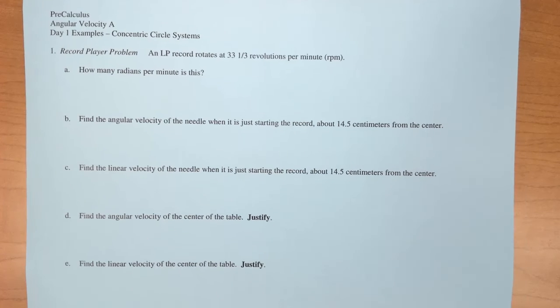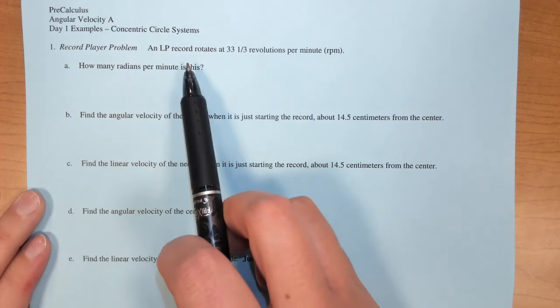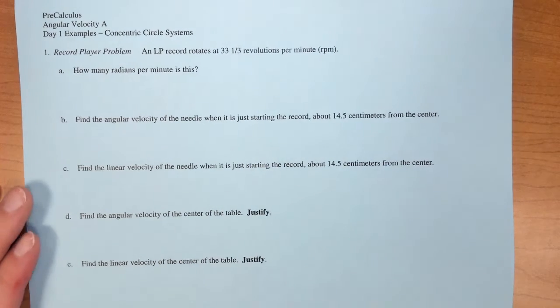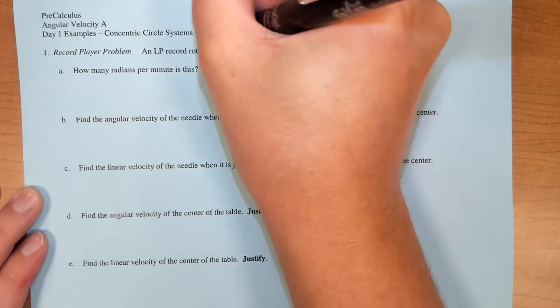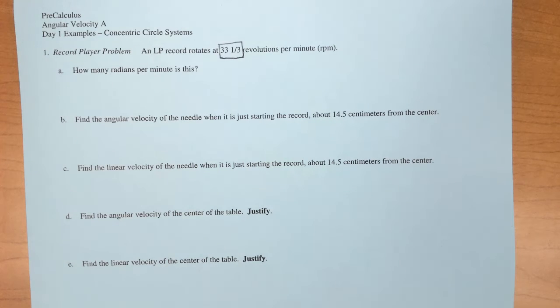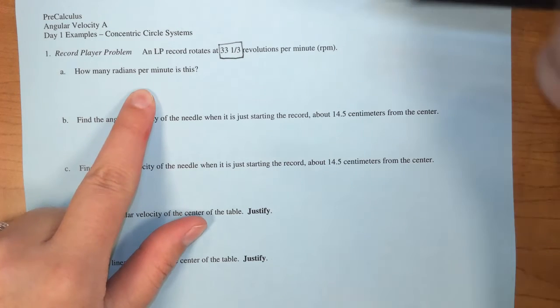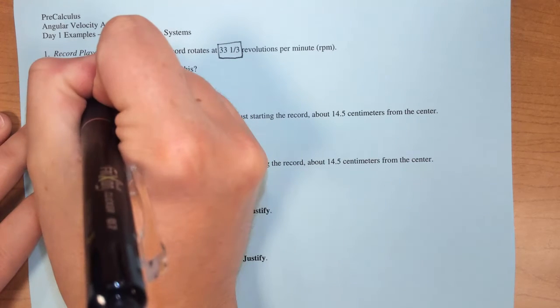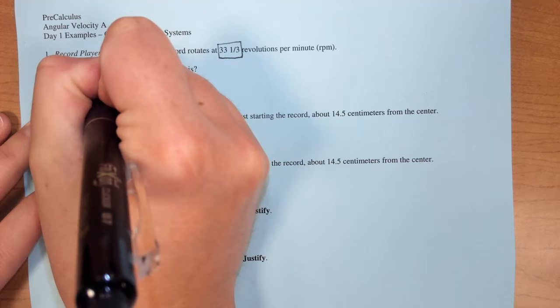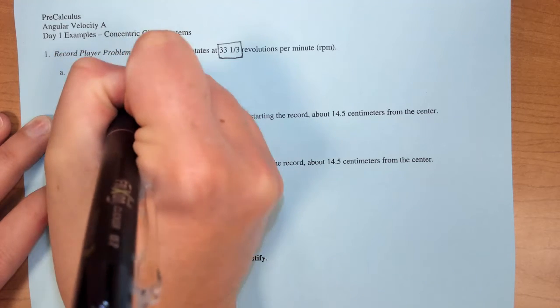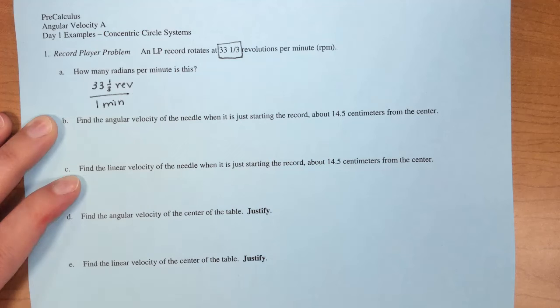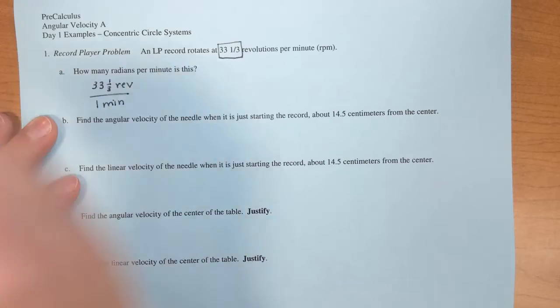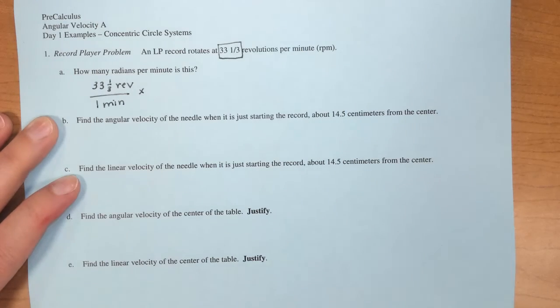Examples. First one. We have a record that rotates at 33 1/3 revolutions per minute. I'm going to mark that like that. First question: how many radians per minute is this? So we need to take revolutions per minute and just convert it into radians per minute. We did that on the first page. 33 1/3 revolutions per minute. I'm going to rewrite it like this. And we're trying to get it to radians per minute. So we've already got the minutes. I just need to turn the revolutions into radians.